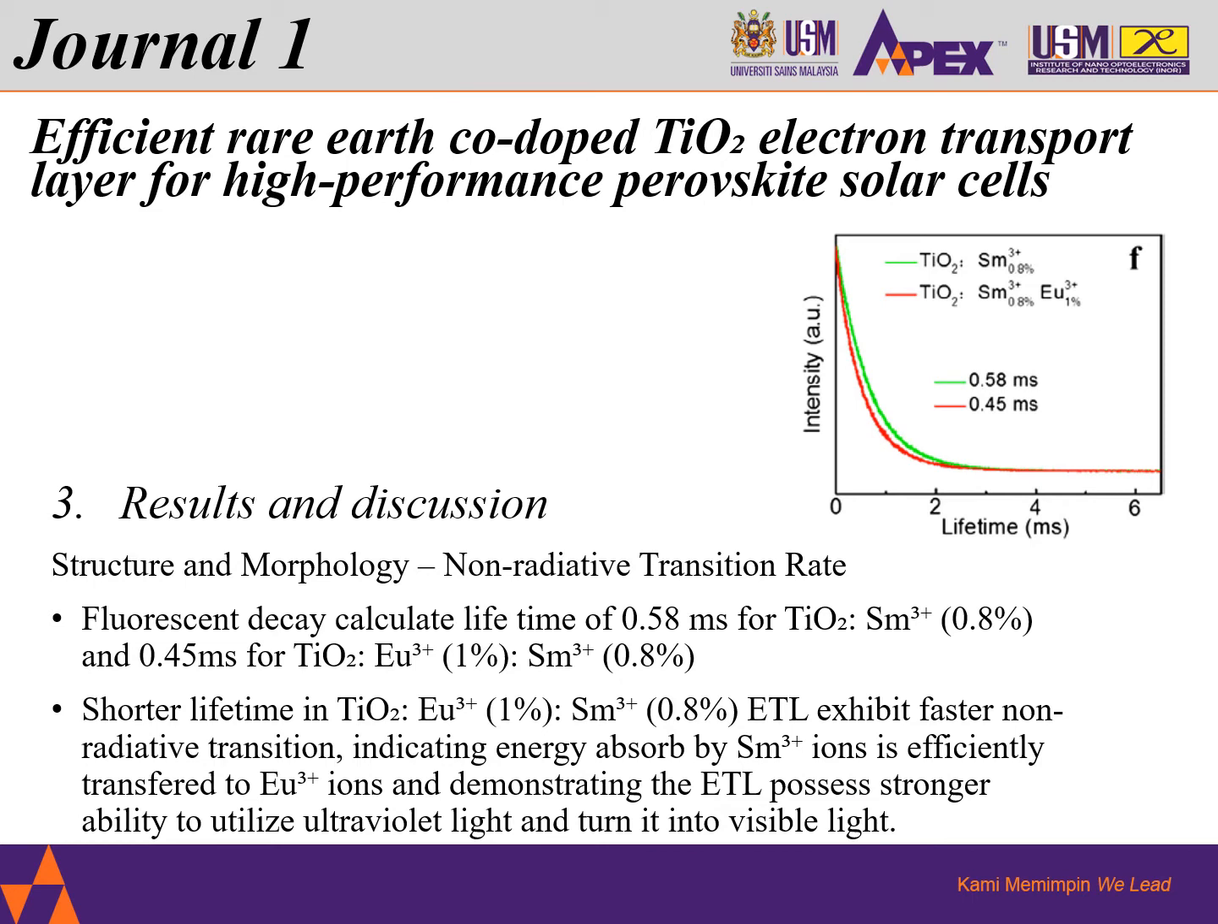At the very beginning of the journal, the researchers also made a hypothesis that the SM ion will have the ability to utilize ultraviolet light and turn it into visible light. So this characterization here also proves that this hypothesis is true, where you can see the one with SM 0.8% concentration ETL exhibits faster non-radiative transition. So this indicates the energy absorbed by SM ion is efficiently transferred to the EU ion.